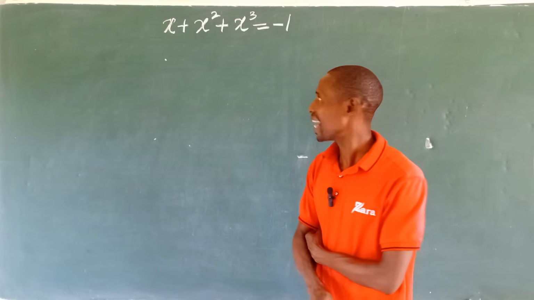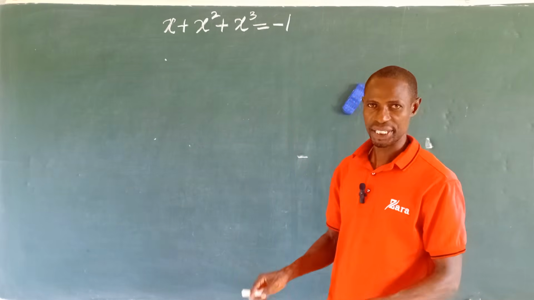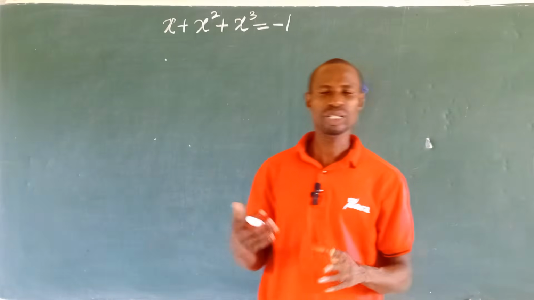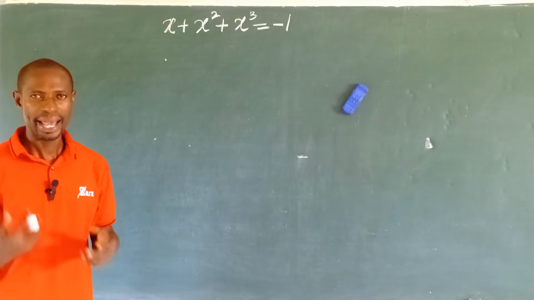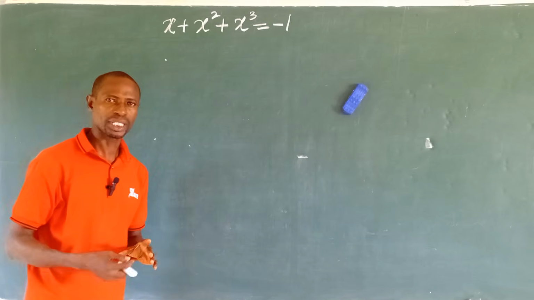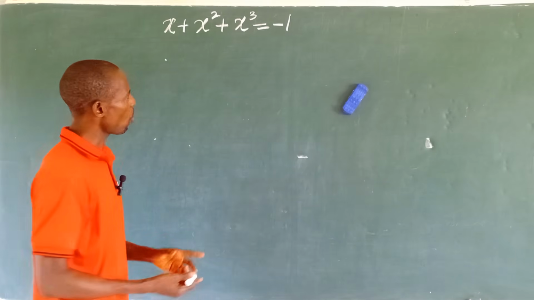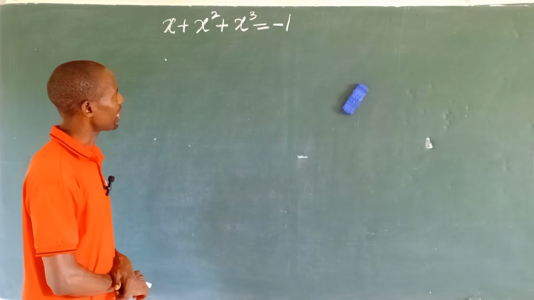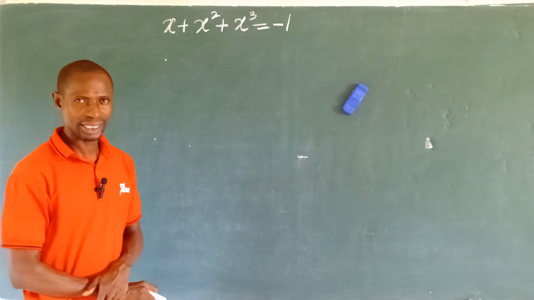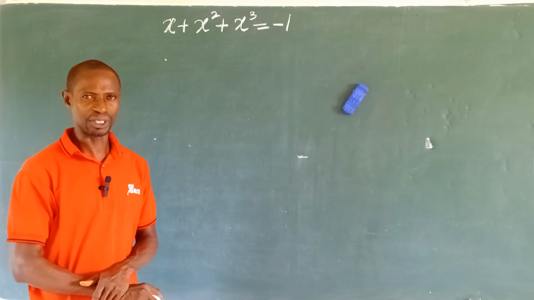We have a very nice polynomial equation this time around. And how do we solve this polynomial equation? The question is x plus x to the power of 2 plus x to the power of 3 equal to minus 1. What are the values of x that will satisfy this challenge here?